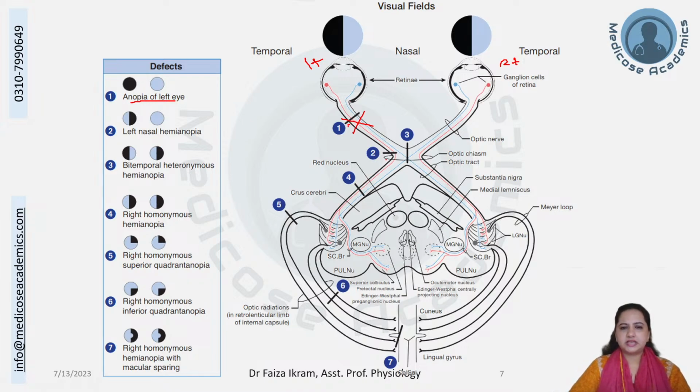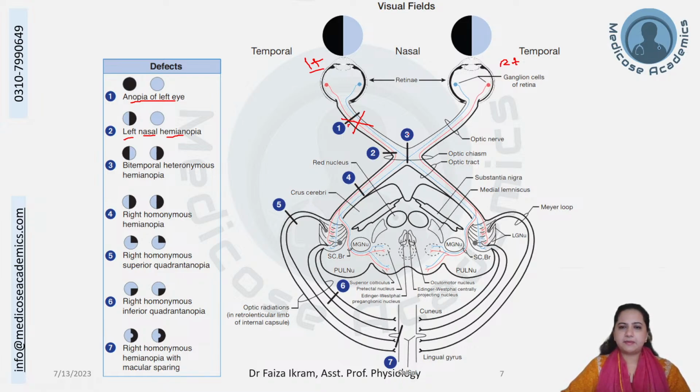If a lesion occurs at level 2 that you can see over here, only the temporal fibers are lost, temporal retinal fibers of the left eye. That means the nasal field of vision of the left eye is lost. So left nasal hemianopia. The right eye is fine. The temporal field of vision of the left eye is also fine because only temporal fibers of the retina were damaged.